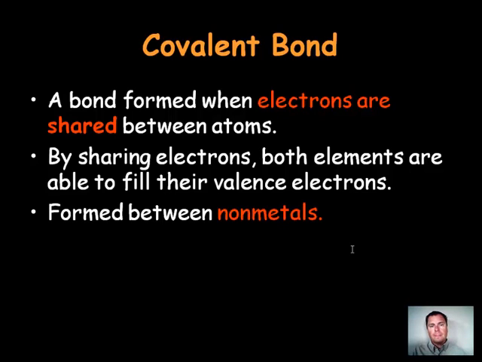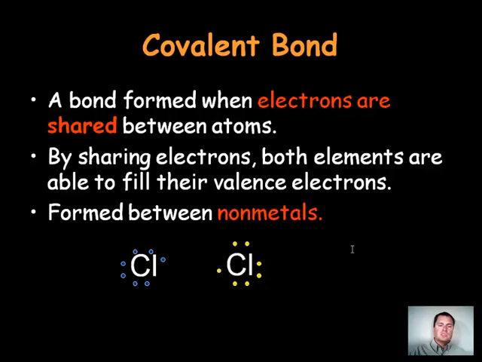Now, covalent bonds are formed between nonmetals. Those are elements on the right-hand side of the metalloids, or that stair-step line going through the periodic table. And all we're going to worry about for right now is binary covalent bonds. So when you look at a compound, you see two elements in there. Look, are they from opposite sides of the periodic table? If they are, they're ionic bonds. If they're from the same side, then they are covalent bonds.